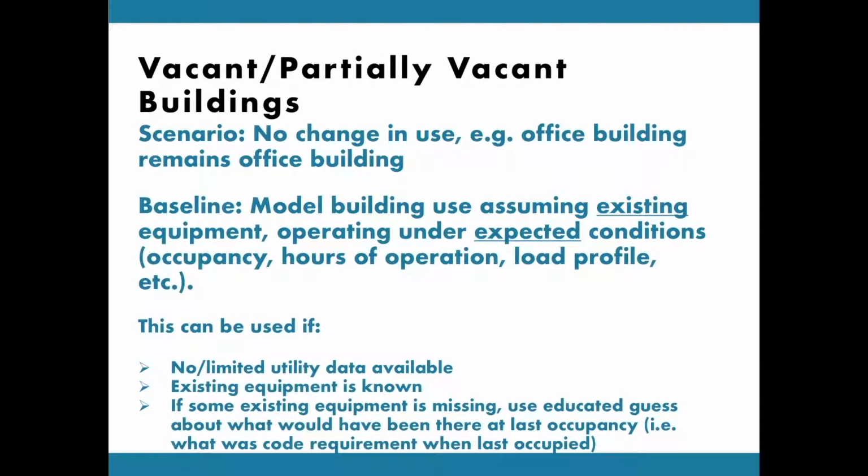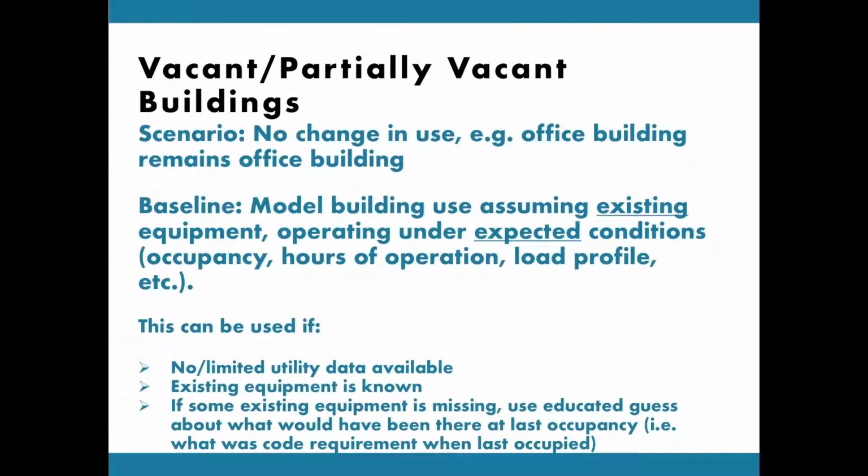So in this scenario, your baseline is going to be that you're going to model the building assuming the existing equipment, so the equipment that's in the building right now, but you're going to model it under the expected conditions. So these are what you would call your independent variables. You want to keep these constant. And that's your occupancy, the hours of operation, the load profile of the equipment, for example.